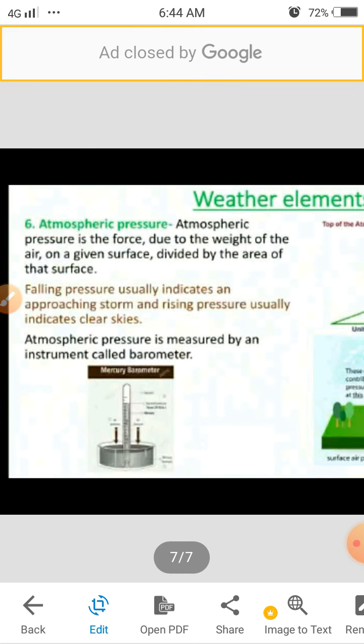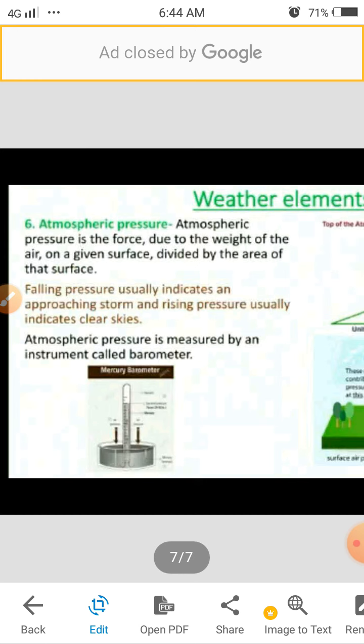Falling pressure usually indicates an approaching storm and rising pressure usually indicates clear skies. If there is a fall in atmospheric pressure, then it indicates a storm. And if there is a rise in the atmospheric pressure, then it leads to a clear sky. There is an instrument which is used to measure the atmospheric pressure. This is called barometer.